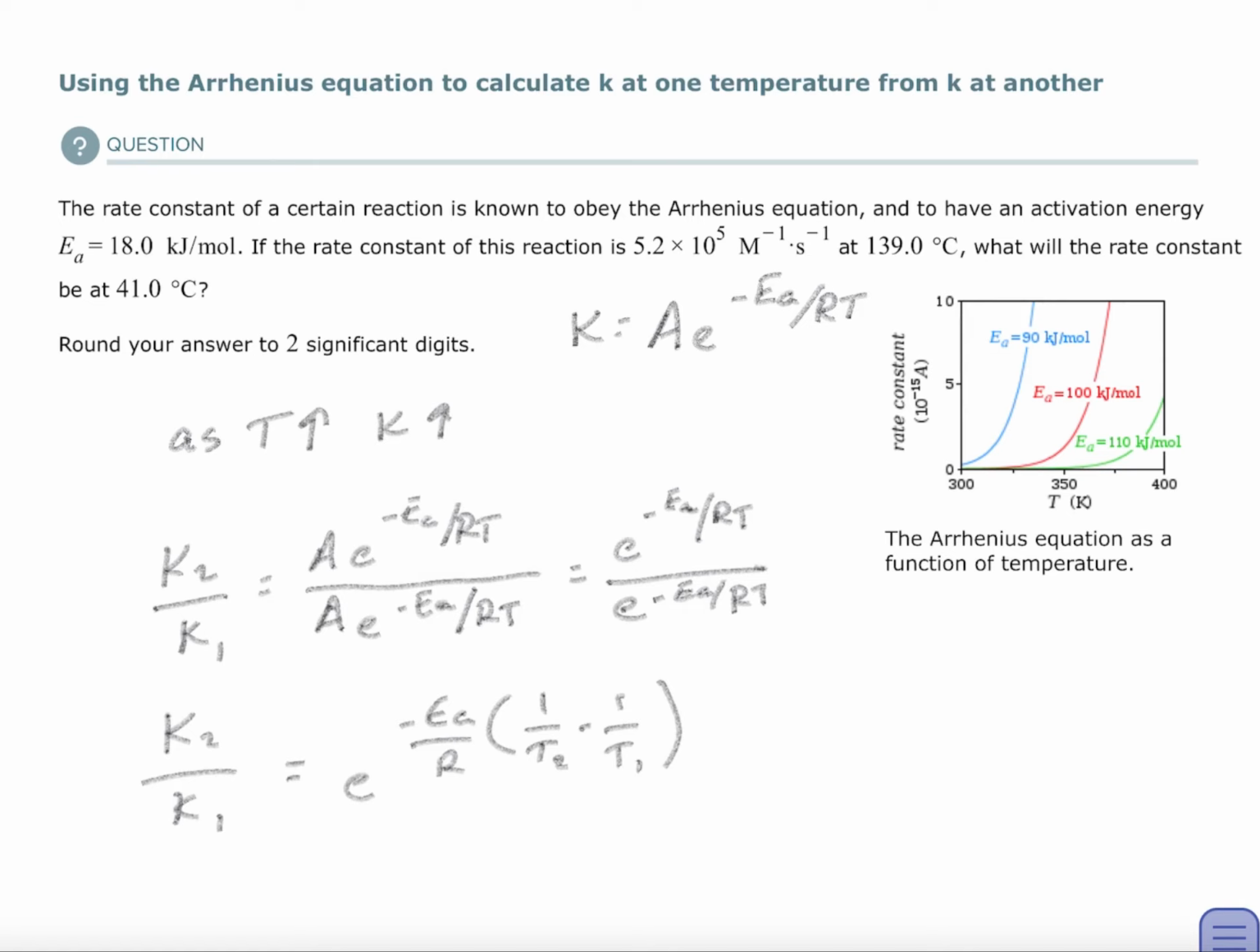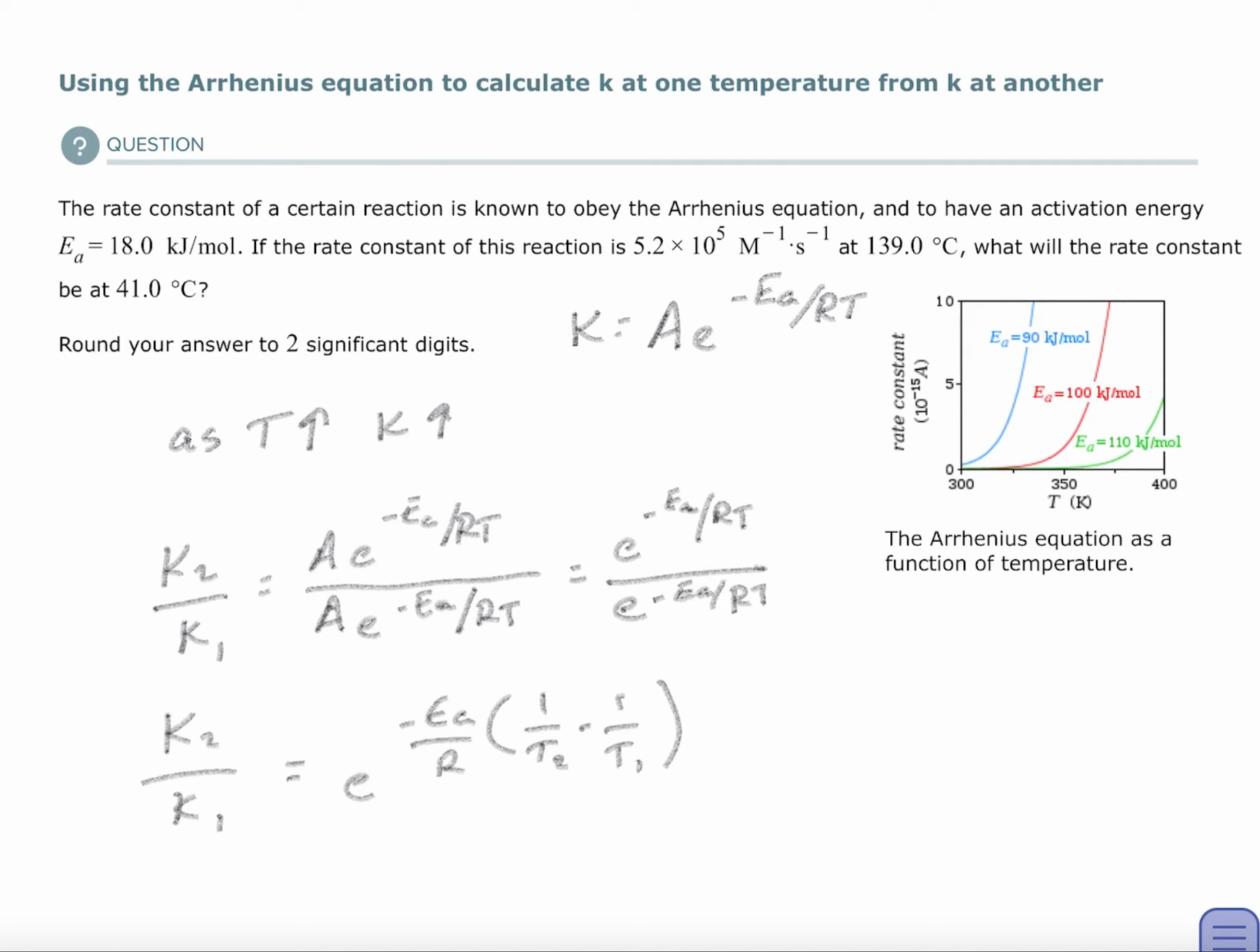You can see here I've got a chart. As the temperature goes up, the rate constant goes up. All right, so that's just some basic idea. Well, if you want to know specifics, you need to use the Arrhenius equation. The Arrhenius equation is going to give you a couple different pieces of information. It gives you the activation energy, so you can compare.